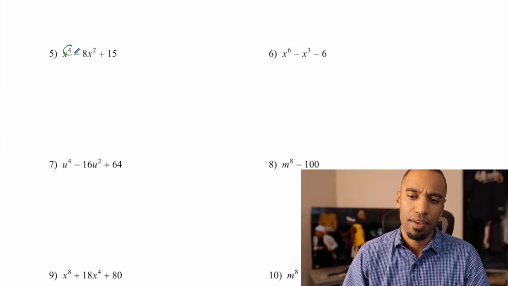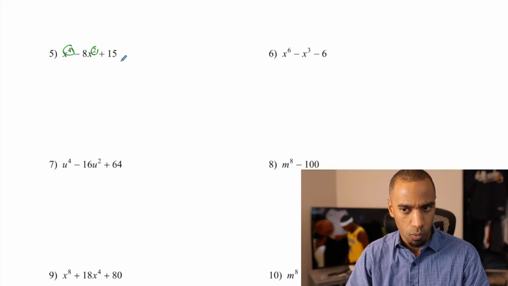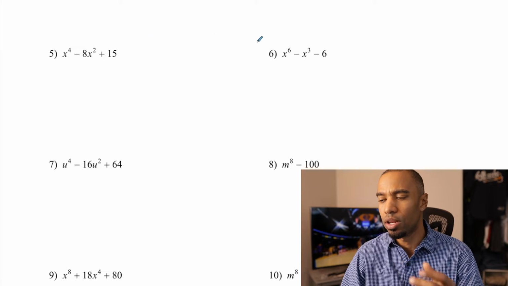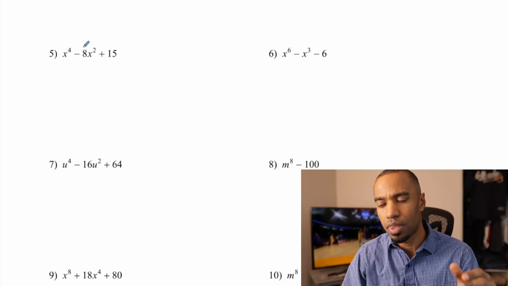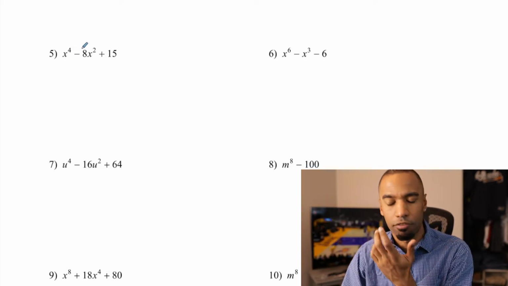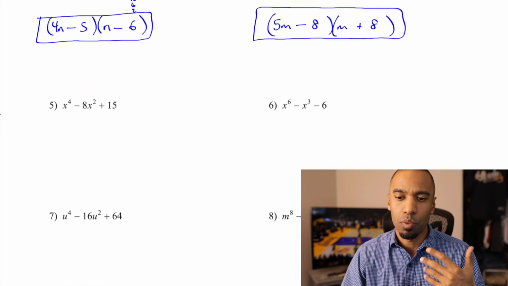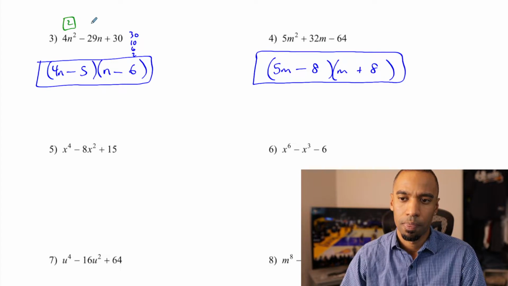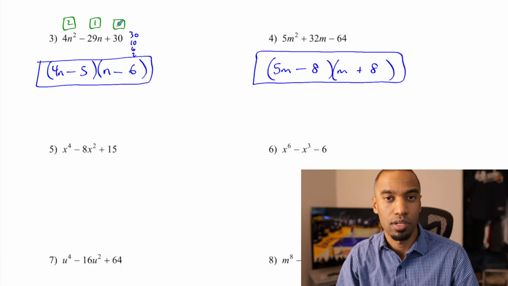So with these ones here, now I have x to the 4th plus 8x squared plus 15. Not quite a quadratic, right? Not quite a quadratic, but they still have that quadratic form. Now, what do I mean by that? When we look at a quadratic equation like this one here, this is degree 2, this is degree 1, this is degree 0.